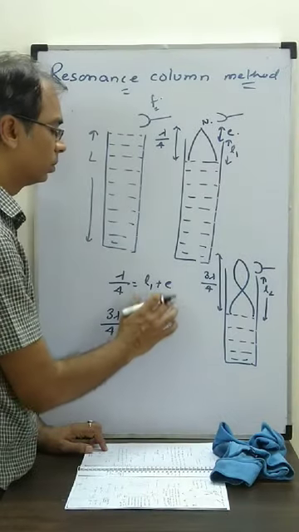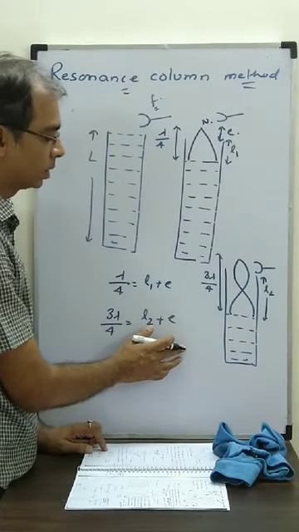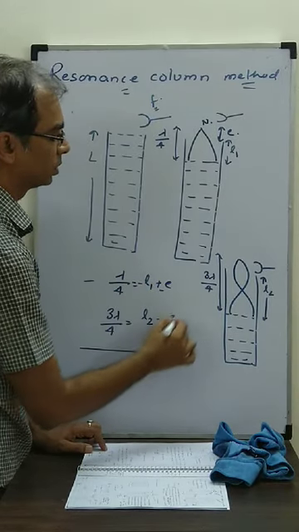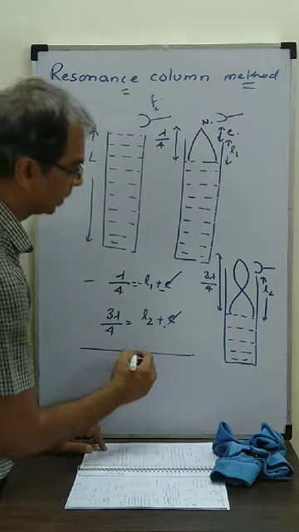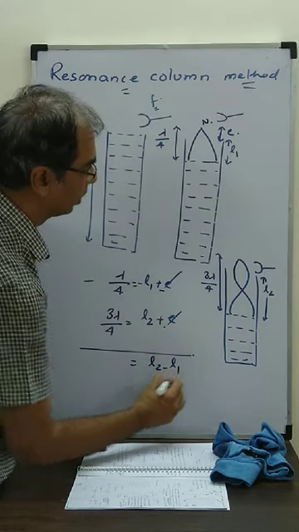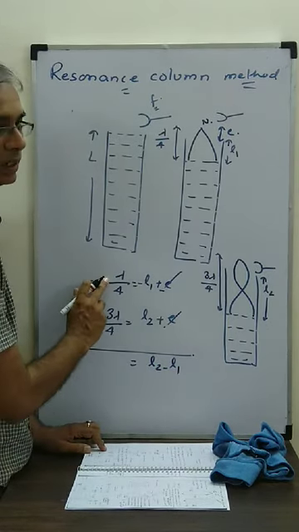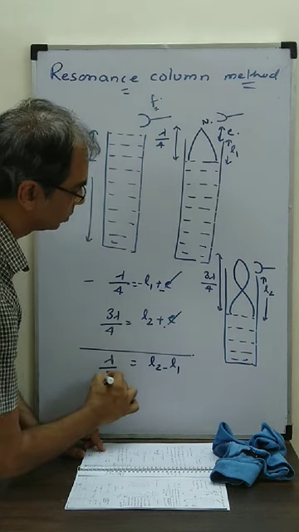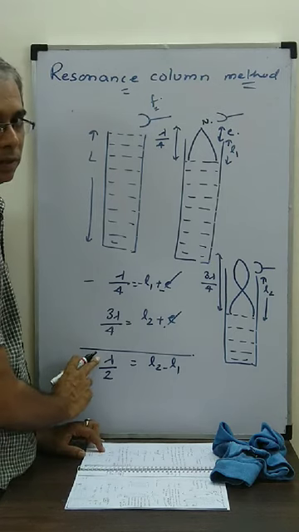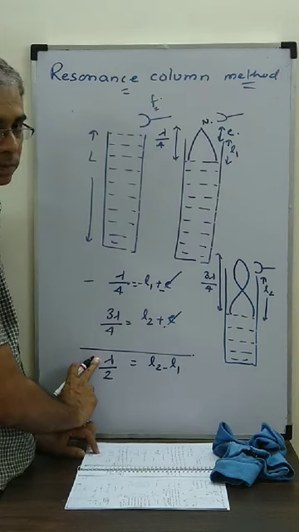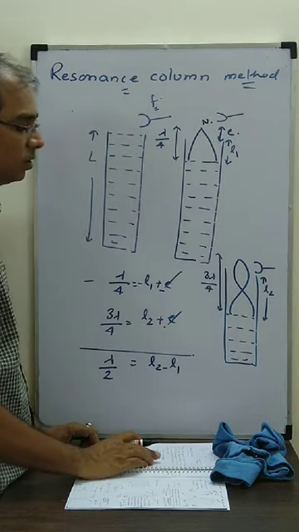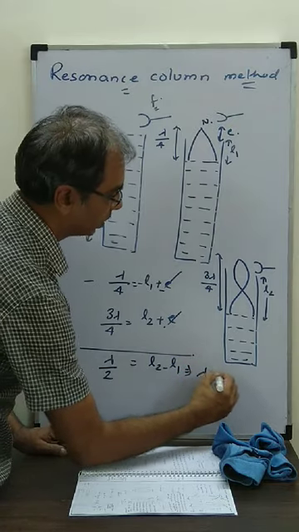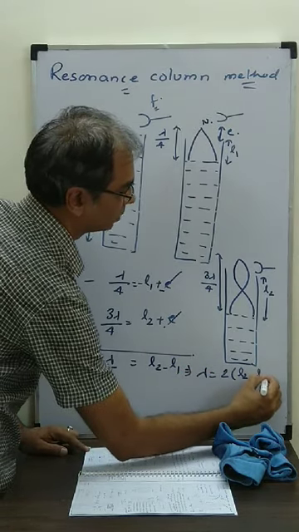Now we'll try to remove this E. So what can we do? We can subtract the first equation from the second equation. This E is gone. Here I am getting L2 minus L1, and here 3 lambda by 4 minus lambda by 4, that means 2 lambda by 4, that means lambda by 2. And we have the formula: speed equals frequency into wavelength. So see further: we can write lambda equal to 2 into (L2 minus L1).